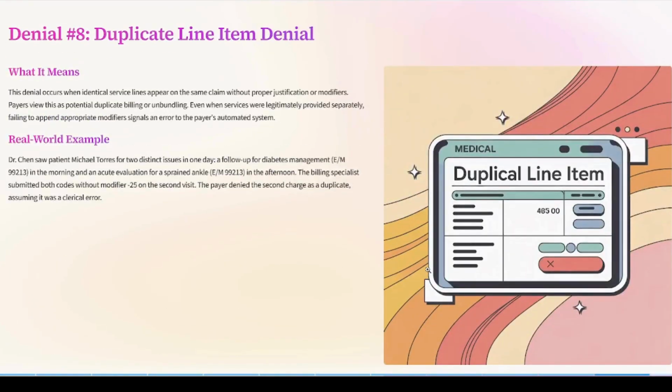All right. Next, we have denial number 8, duplicate line item. This denial occurs when identical service lines appear on the same claim without proper justification or modifiers. The payer views this as potential duplicate billing or unbundling, even when the services were legitimately provided separately. Failing to append appropriate modifiers signals an error to the payer's automated system.